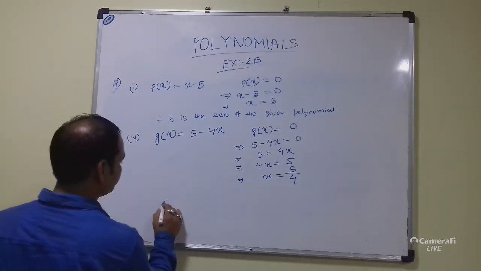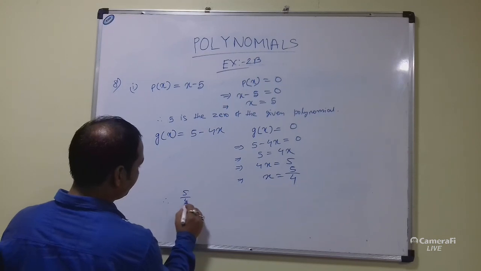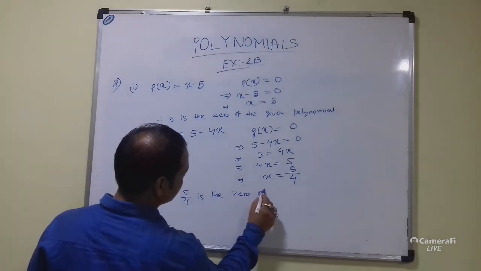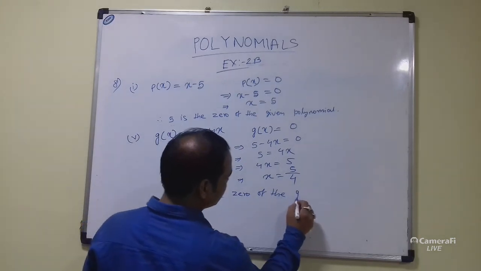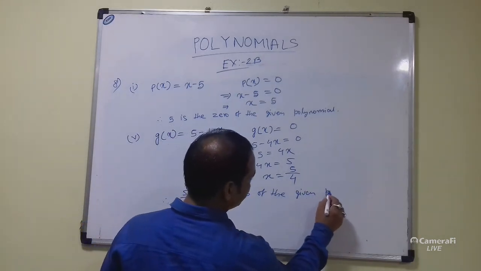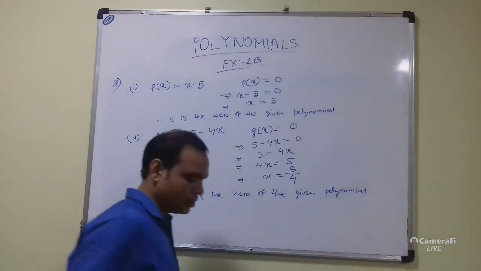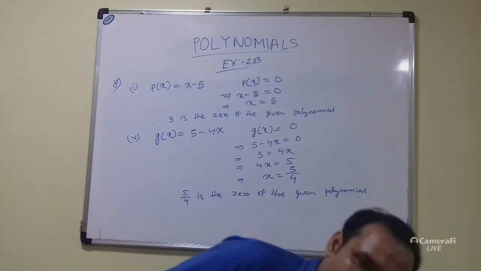Understood? So therefore 5 by 4 is the zero of the given polynomial.